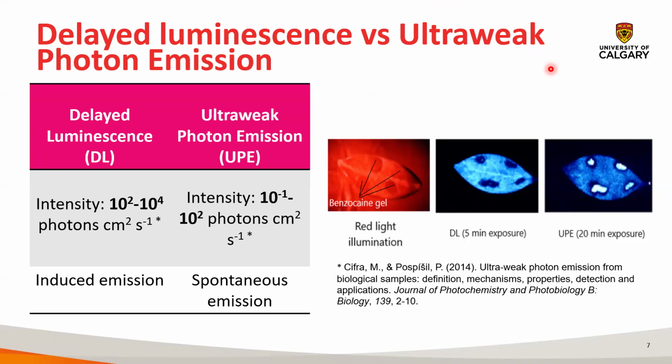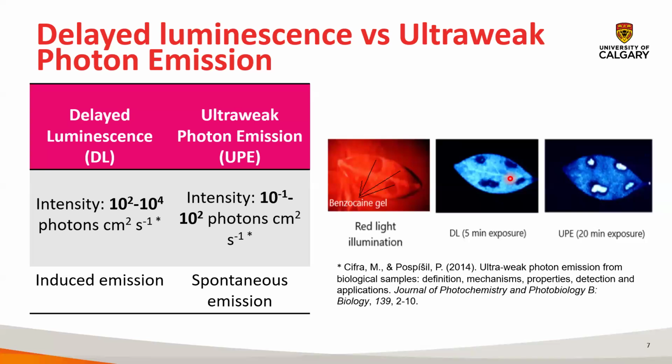And then we have ultra-weak photon emission, which is a spontaneous process, mainly arising from metabolic activity. And this is a much weaker signal, but this is independent of any light, so it happens even in complete darkness. So here, this is just a camera image of a leaf where some benzocaine gel has been applied, and this has been illuminated under red light. And then to capture the delayed luminescence, we image after about a 30-second delay for 5 minutes.